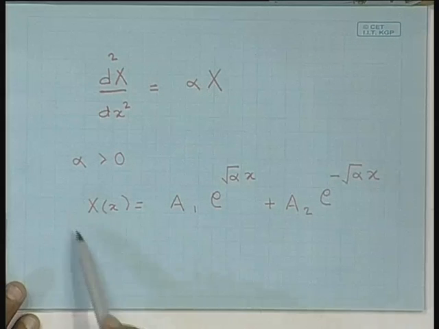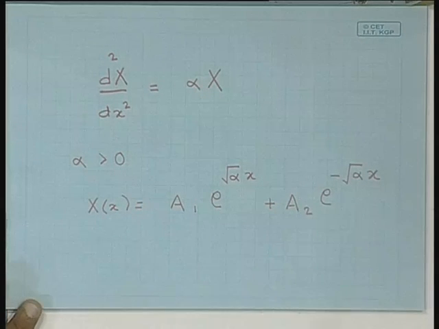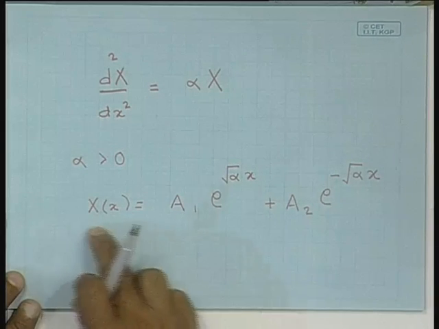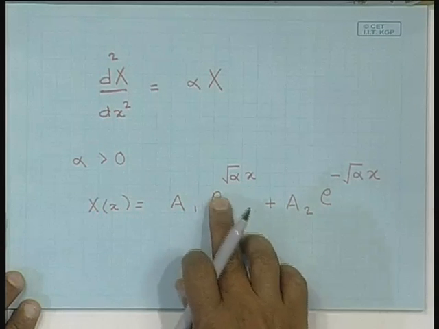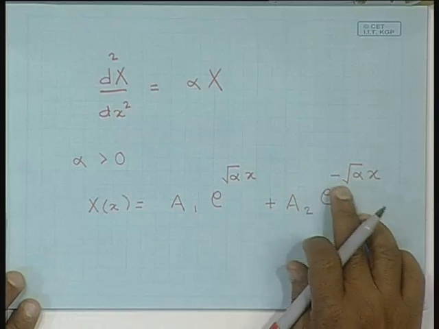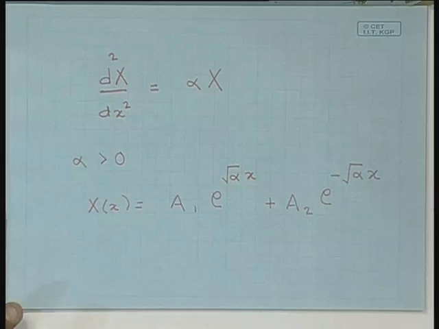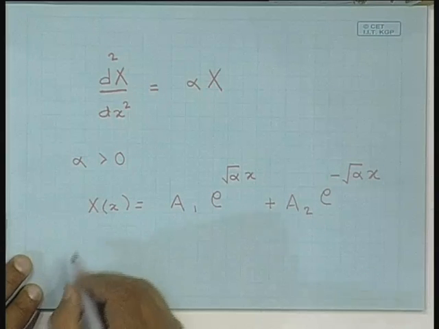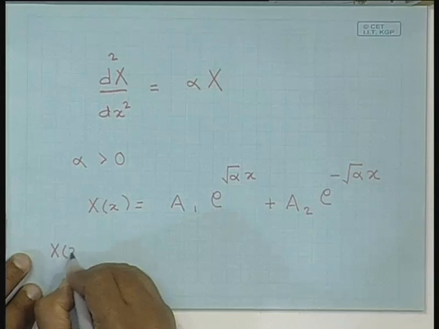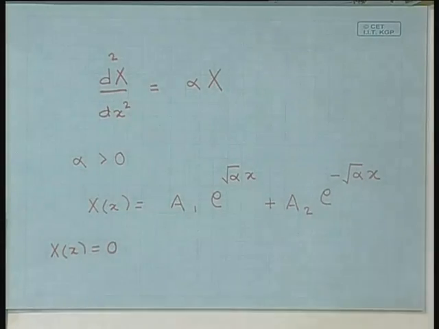So, we have worked out the solution to the spatial dependent part of the wave of the disturbance xi, and we find that if alpha is positive, it looks like this. It is an exponential of square root of alpha into x, and then an exponential of minus square root of alpha into x. There are two terms, and we have to impose the boundary condition that this function should vanish at x equal to 0. Let me remind you again where this boundary condition comes from.